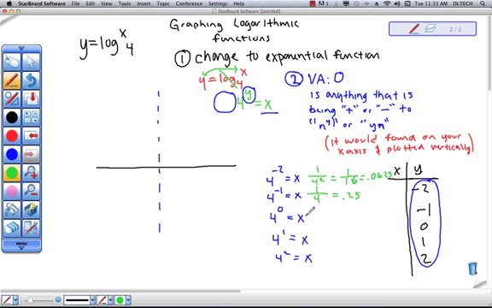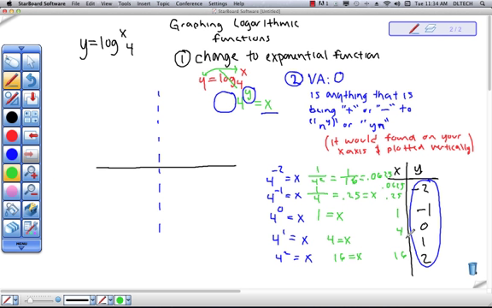Okay. 4 to the power of 0. Anything to the power of 0 is 1. 4 to the power of 1 is 4. 4 to the power of 2 is 16.